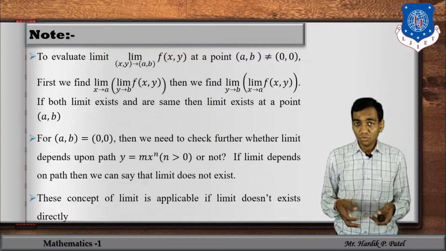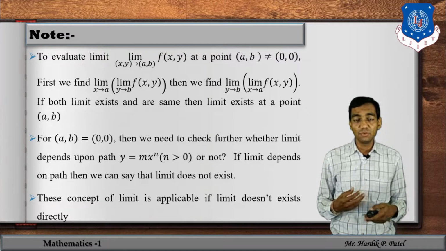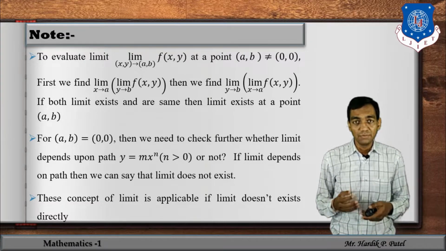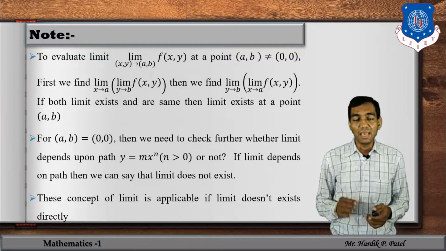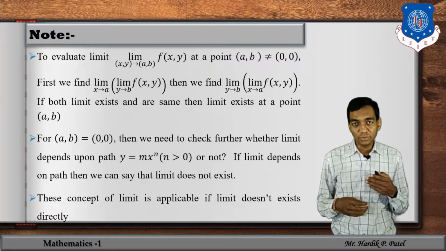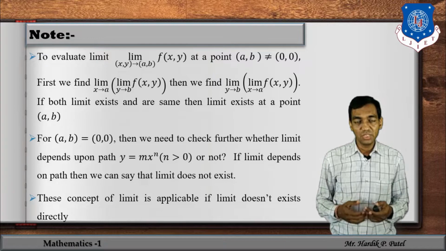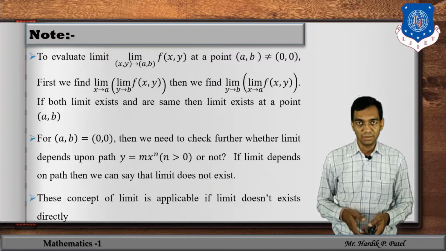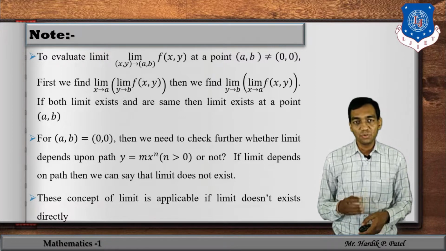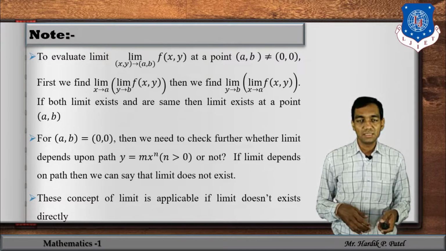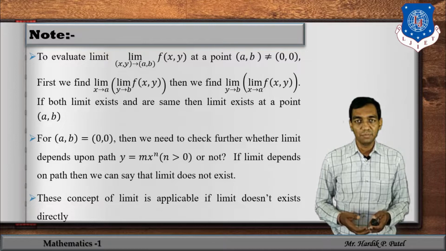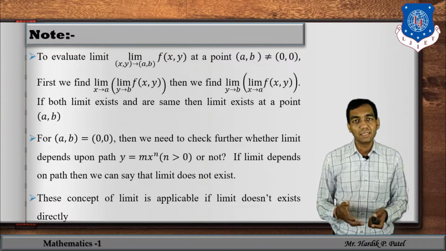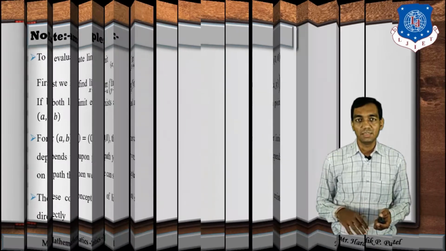So this will give you infinitely many curves with one constant m, and if you find the value of the limit using this and the limit exists, then you will have a limit at the point. But suppose the limit does not exist or your answer contains the value m, then the limit at the point does not exist.